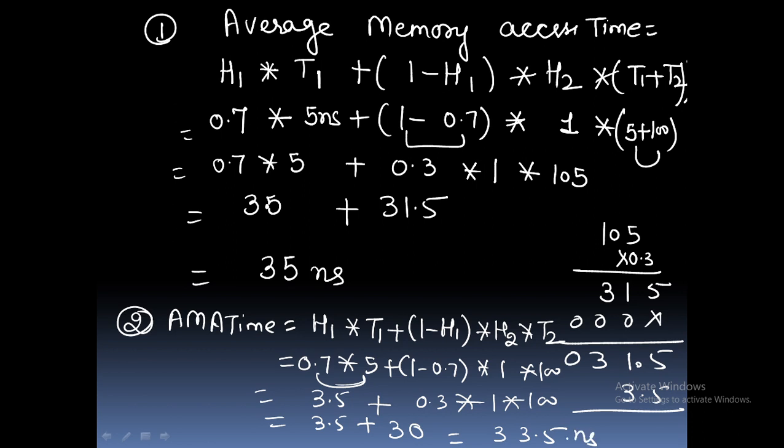You can see when we use simultaneous access memory organization, then average memory access time will be 33.5, or when we use hierarchical method, then it will be 35 nanoseconds. This is the example of how to solve average memory access time in simultaneous access memory organization and hierarchical access memory organization.